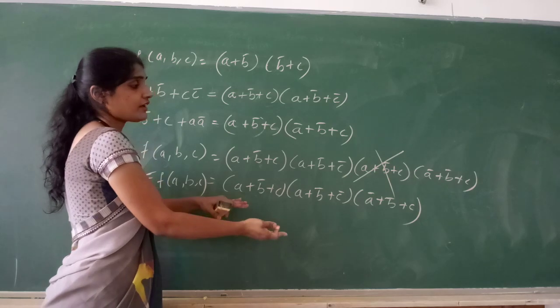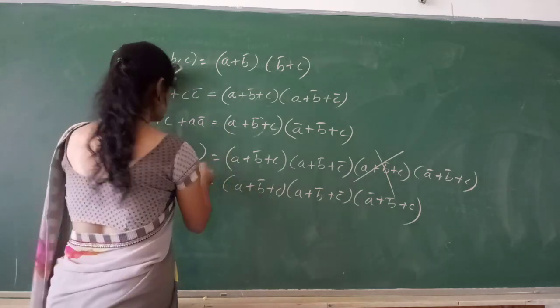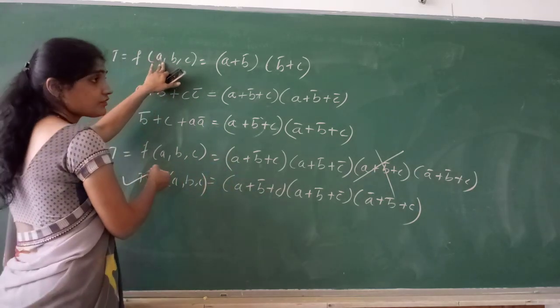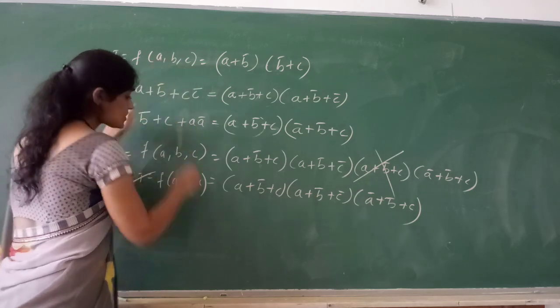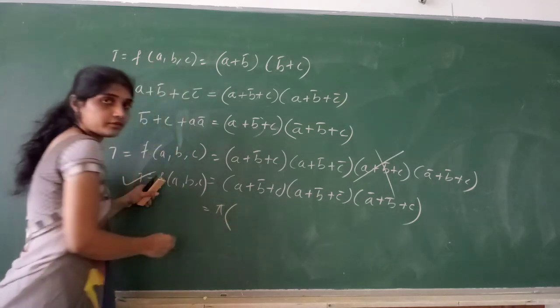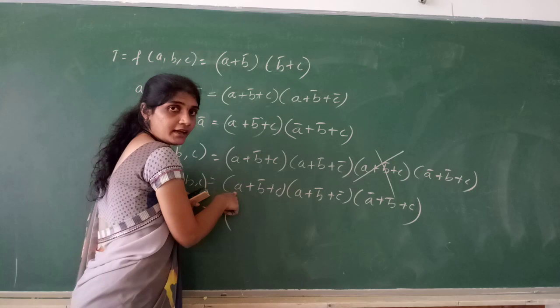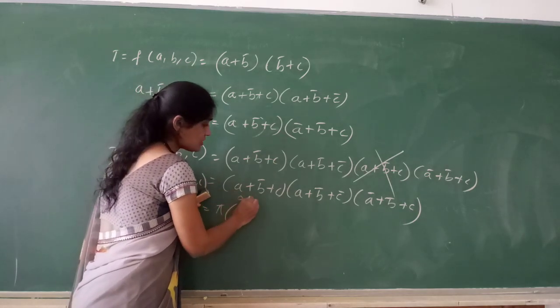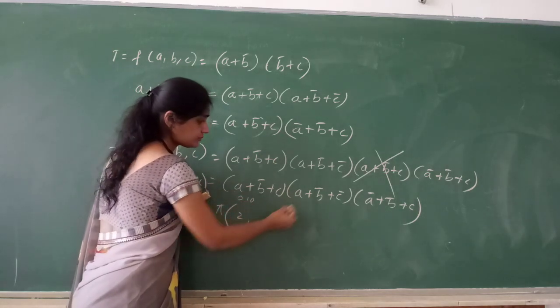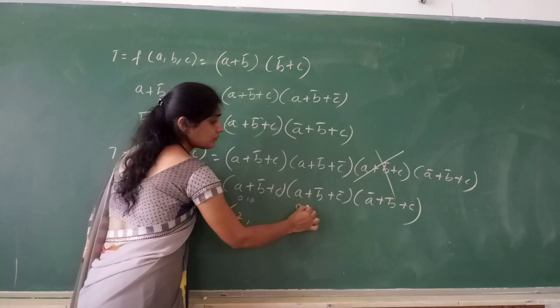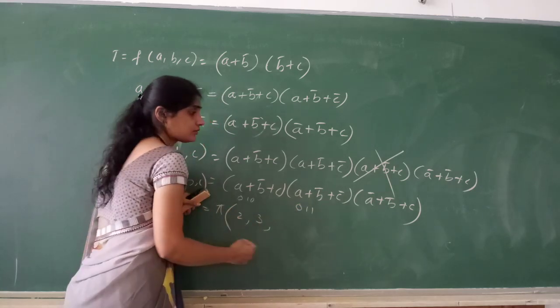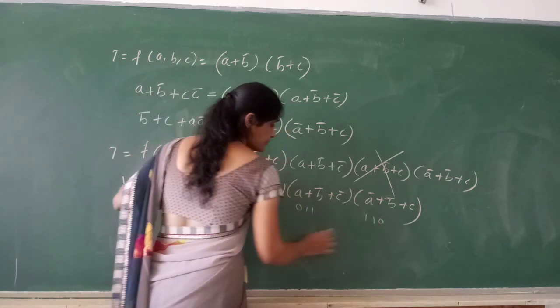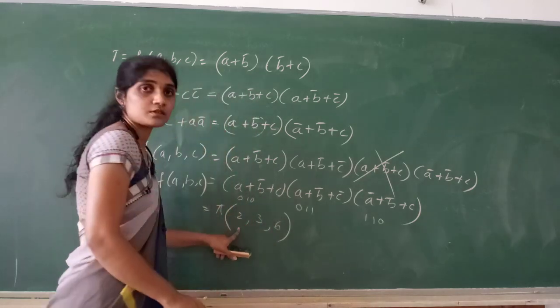To continue, if they ask you to write the max term list for this, how do you write it? Pi of 0, 0, 1, 0, that means 2. 0, 1, 1, that means 3. 1, 1, 0, that means 6. So these are max terms.